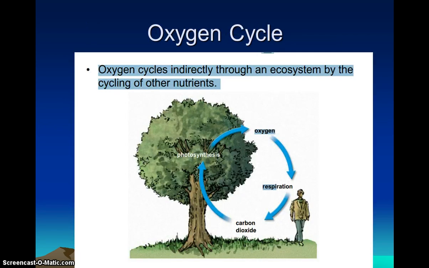We're going to start off with the oxygen cycle. The oxygen cycle is pretty easy. Oxygen cycles indirectly through the ecosystem by cycling other nutrients. So here we have oxygen getting released within photosynthesis. We breathe in the oxygen and then breathe out carbon dioxide in respiration, and that's the oxygen cycle.